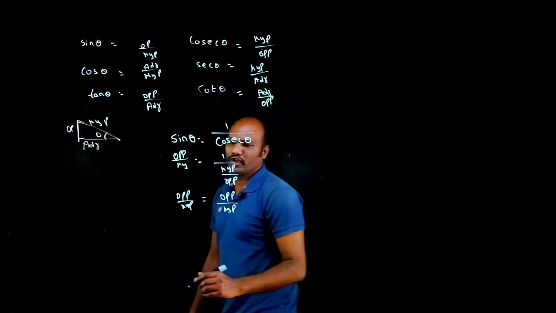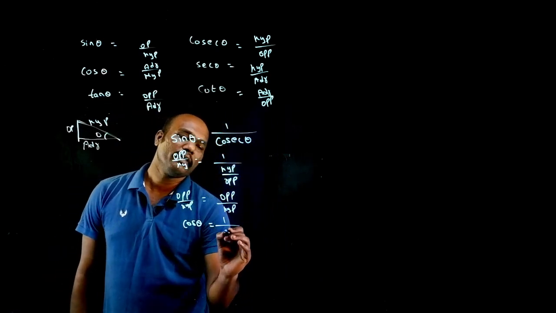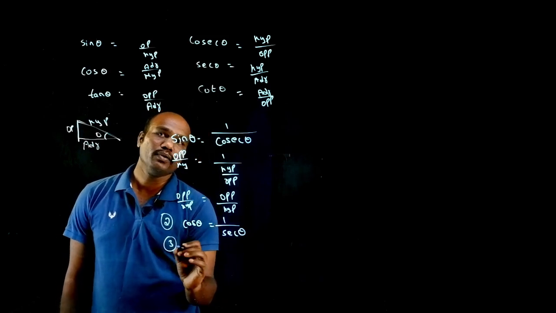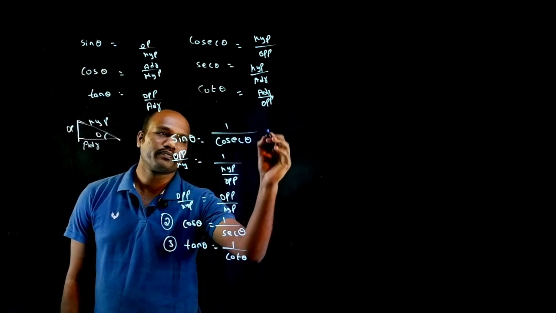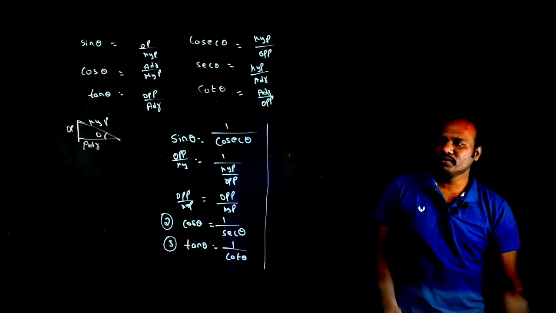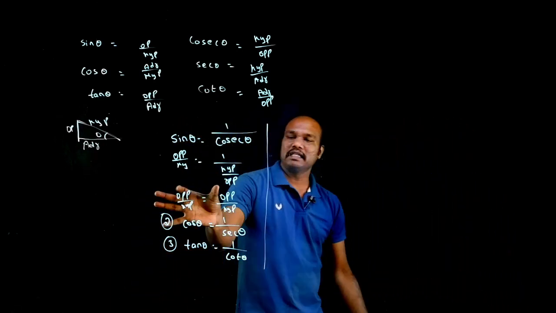In the same way, can you prove it? Pause the video, try this. Cos theta is equal to 1 by secant theta. Can you prove this? Second one. Third one, prove tan theta is equal to 1 by cot theta. Prove these 3. Pause the video. Do these 2. Try to get the same answer in the same way.